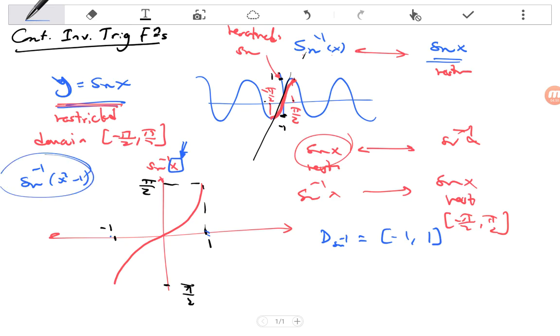How would I solve this problem to find the domain of this function? I take the input x squared minus 1 and put it inside the inequality from -1 to 1. Then I solve with my learned skills of solving inequalities, and I've learned how to solve such an inequality. Okay, so that was the domain of sine inverse.